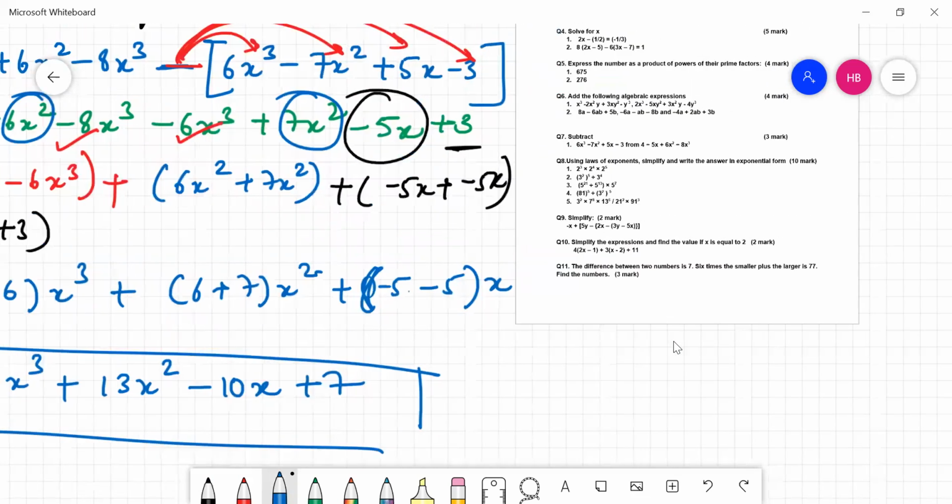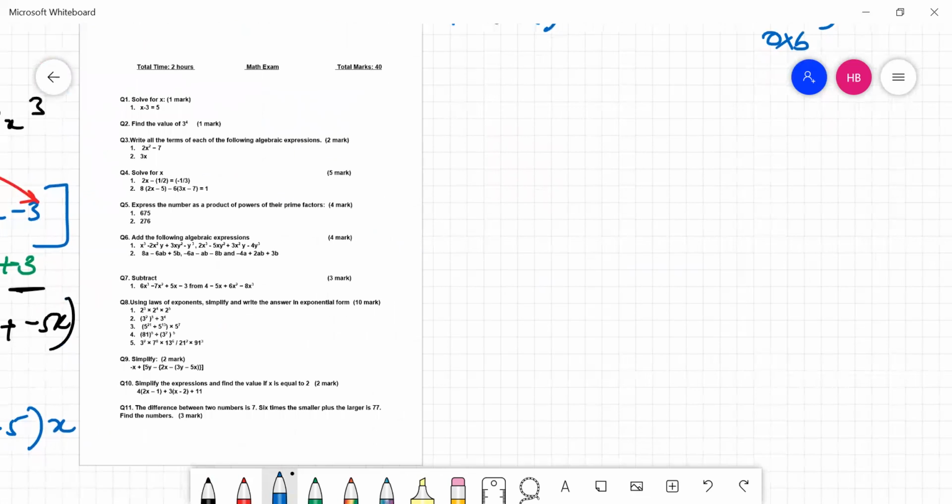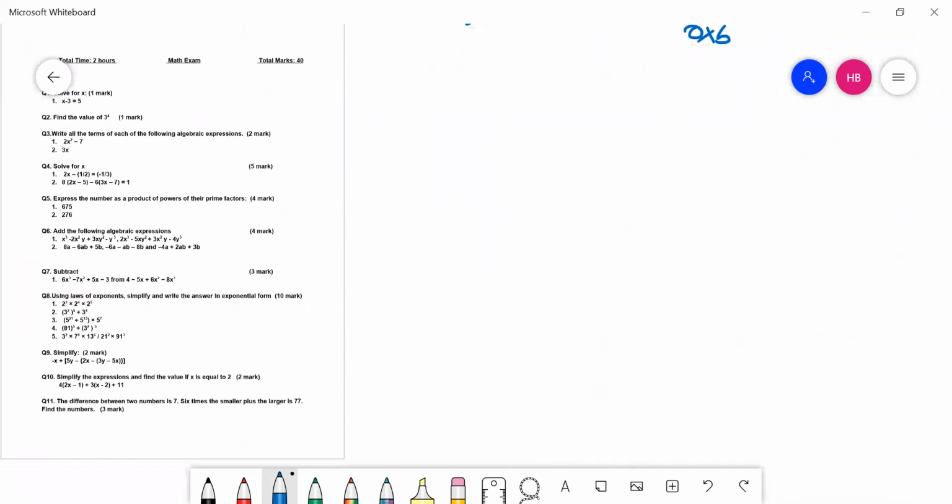Yeah. Now question number 8. Let's see how to solve this. First, 2 raised to power 3 into 2 raised to power 4 into 2 raised to power 5. Here what we are going to do, we are going to keep the base number as it is.